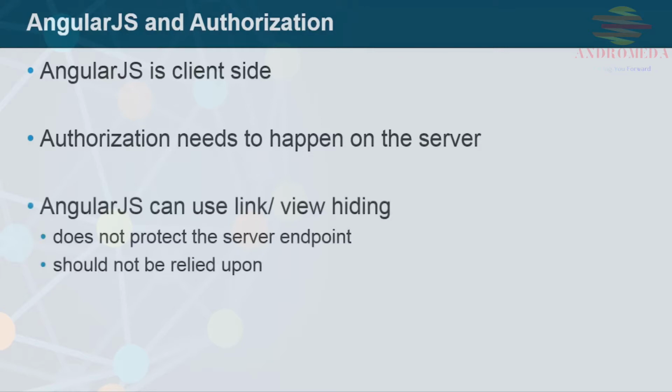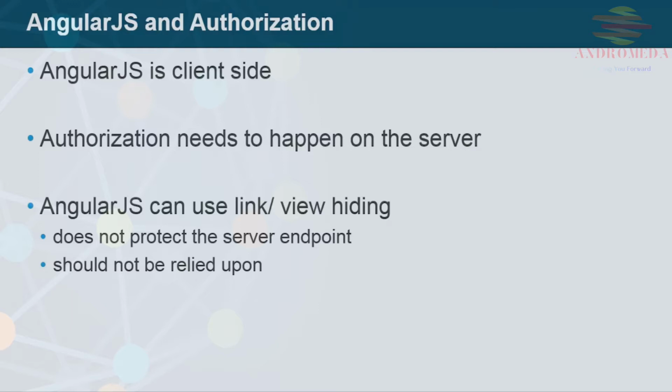So since authorization happens on the server, yet AngularJS is running on the browser, AngularJS can use what's known as link or view hiding. This is basically hiding a link from the user's view so that they can't see the link, but it's still accessible on the web page. This does not protect the server endpoint and definitely should not be relied upon for security.